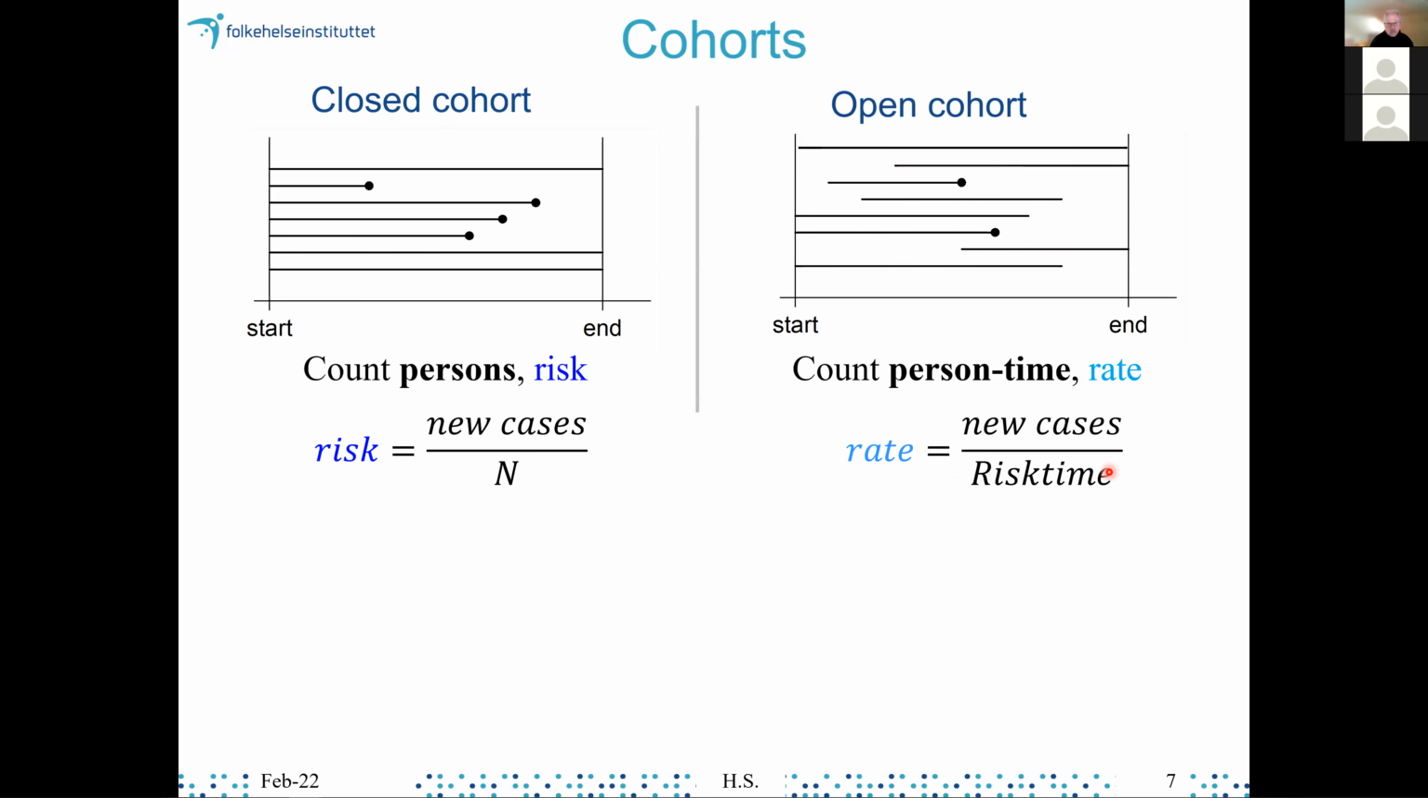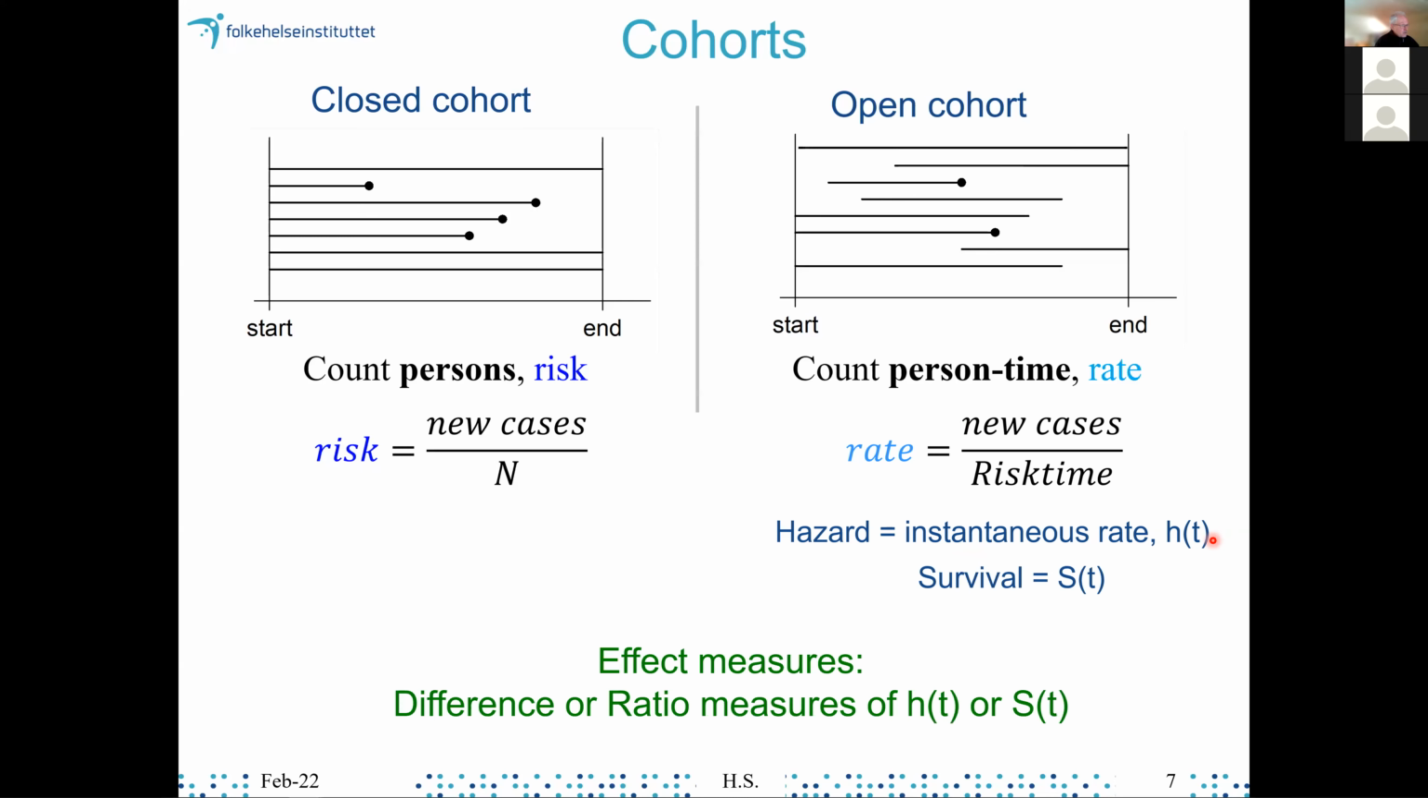And closely connected to the rate concept, we have the concept of the hazard that we use in statistics. And this is an instantaneous rate, and it's also allowed to vary over time. So it's called h of t, it's a function of time. We also have the survival as a function of time. And then we have effect measures based on either difference or ratio measures of the hazard or the survival. So those are the measures we will talk about.